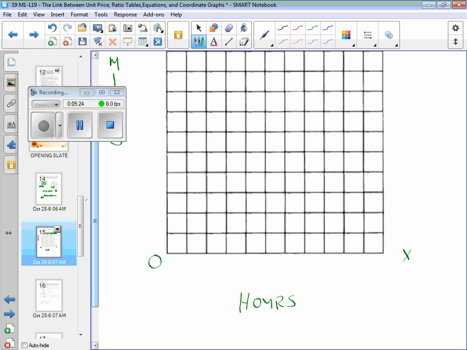Our hours, we'll just keep it the same. We'll count by ones. Yeah, Alex? I know you said you had to do the y-axis and the x-axis, but did you have to write in the corner y and x? If you did not do that, no. But I do definitely need a label.